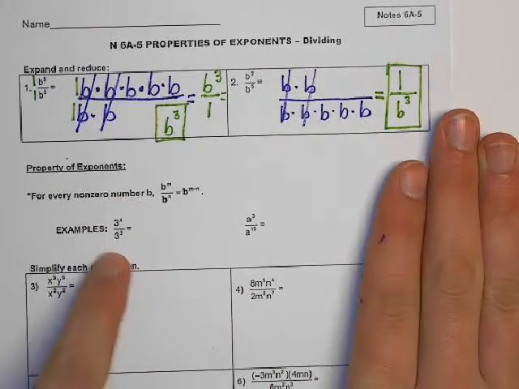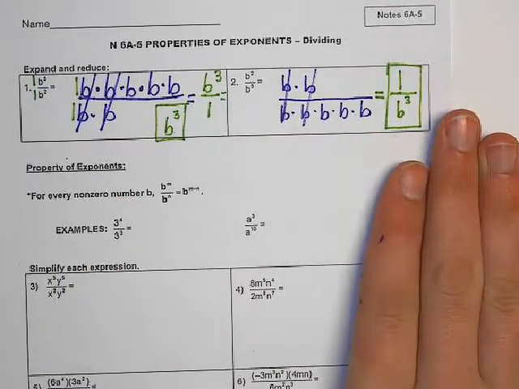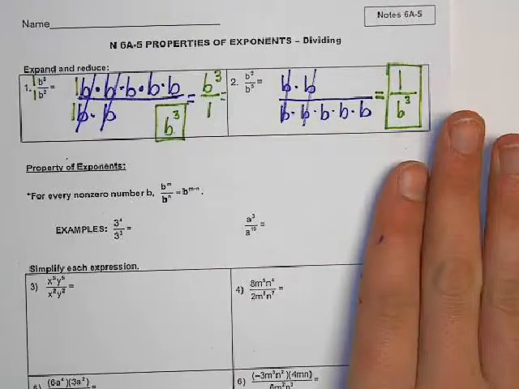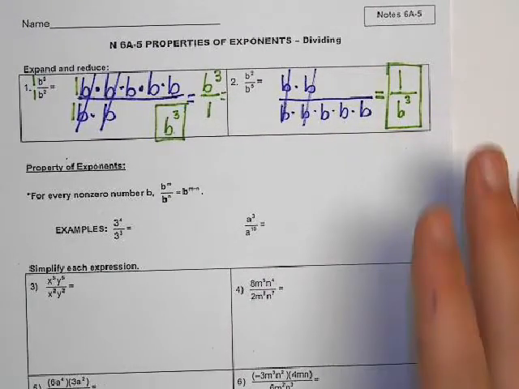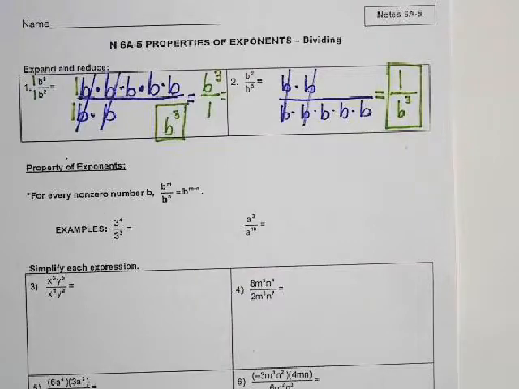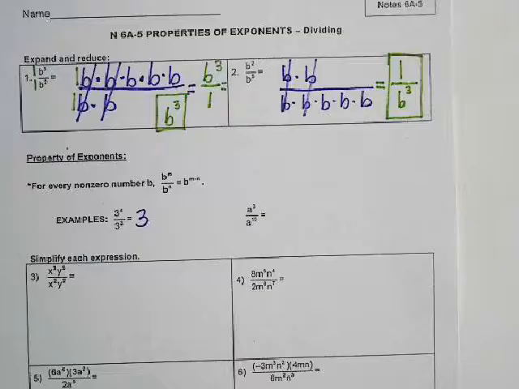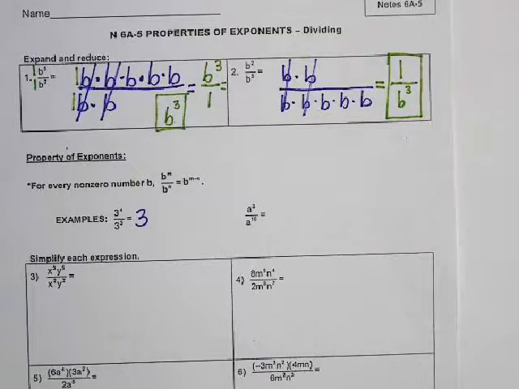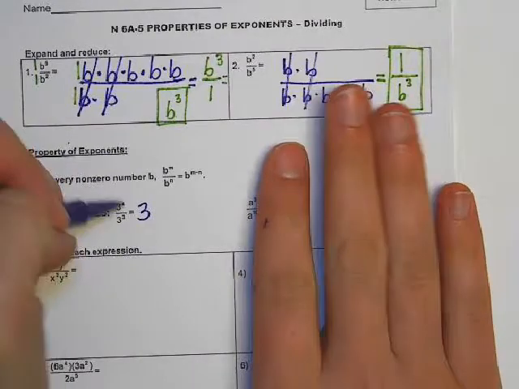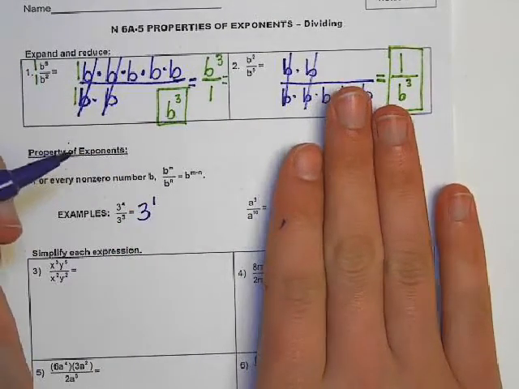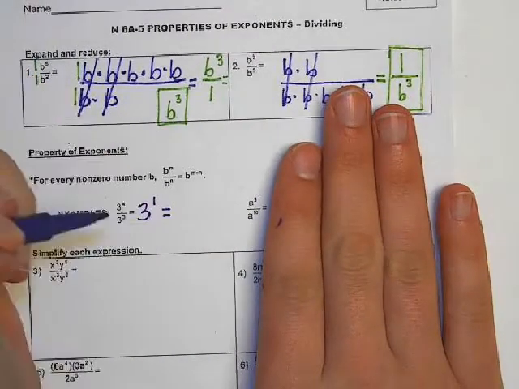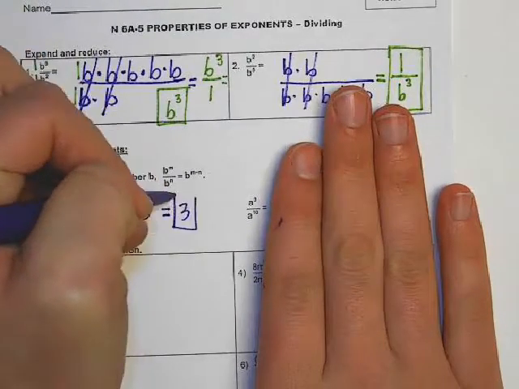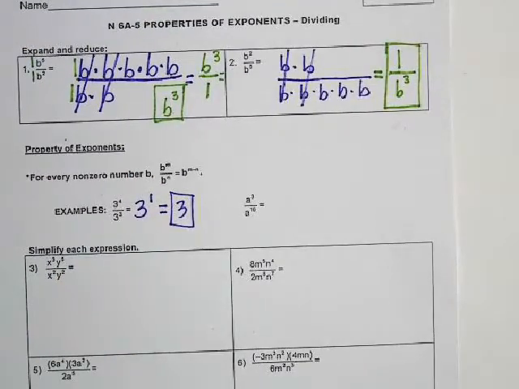Now, what's different about this one? It's the number with the exponent, right? It's not a letter with the exponent. So what I'm going to do is start with the big 3, because it's the number with the exponent. Then I'm going to subtract the exponents, 4 minus 3. 4 minus 3 is 1. Well, what's 3 to the first power? 3.